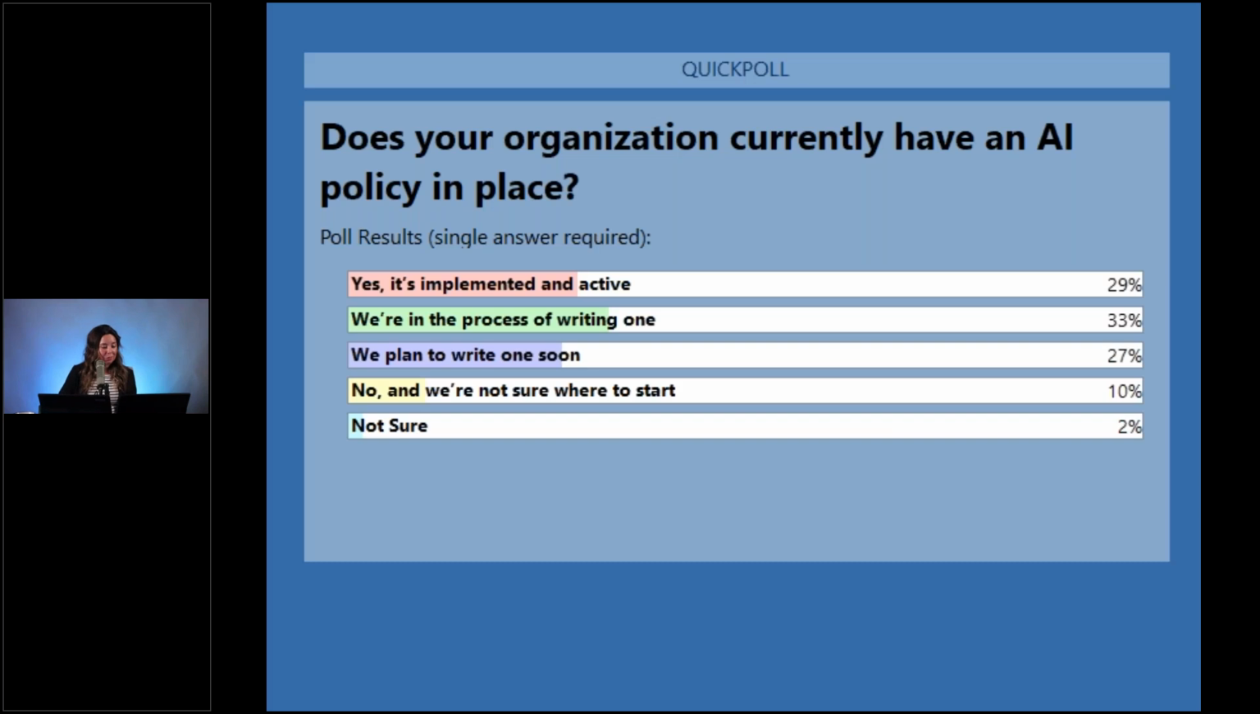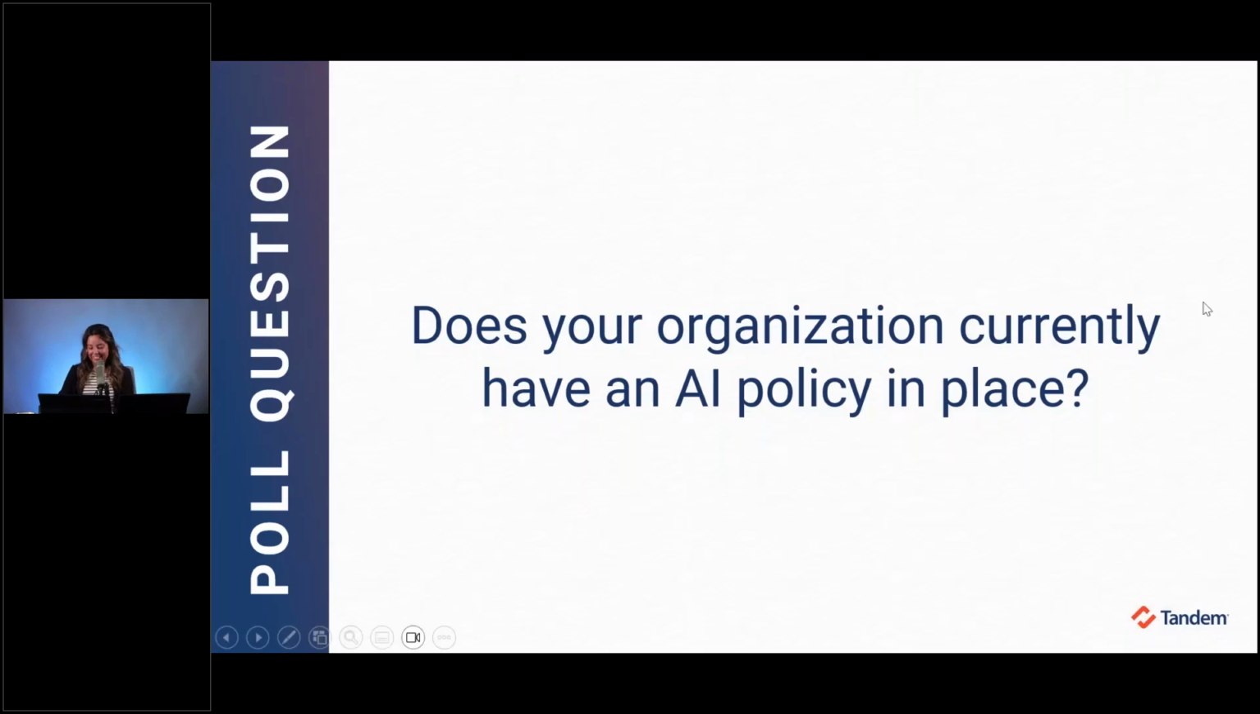So to share those results with you, the highest is 33%: we're in the process of writing one. I'm so glad you're here to look at what those key elements of the AI policy are. I'm so glad to be sharing that with you. We have 29% already saying yes, it's implemented and active. That's great, you stayed on top of it. We have 27% who plan to write one soon. This is a good starting point for you. And 10% said no, we're not sure where to start. I really hope that this gives you an idea on where to start. This is great. I love this. Okay, let's go ahead and continue.